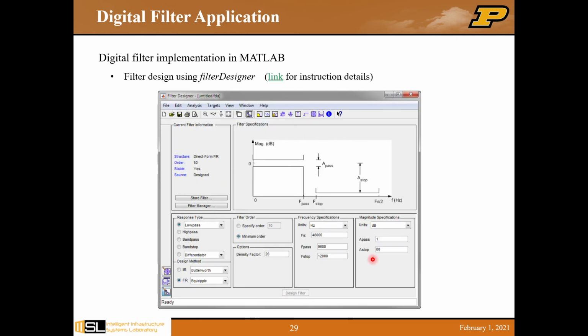Also, we can design a filter using the filter designer, a GUI as shown here. We can specify the type of filter, high pass, low pass, etc., and also the design method, determine the order of the filter, and specify the cutoff frequency, pass band, and stop band. And the result can be exported to both the window, the script, or the Simulink model. I also provide a link for the detailed instructions.